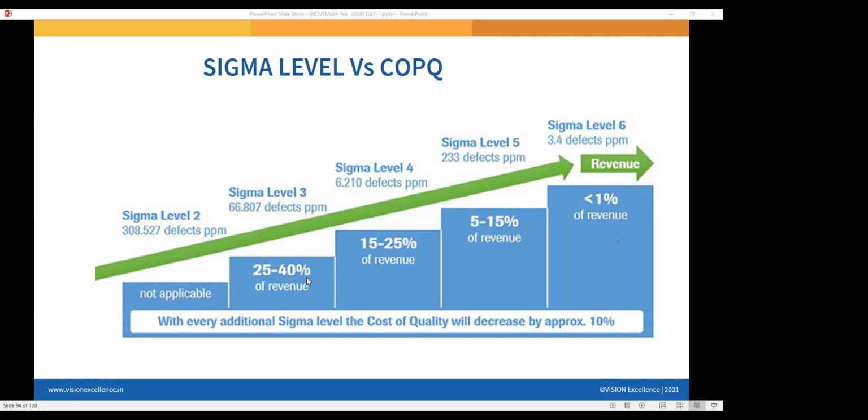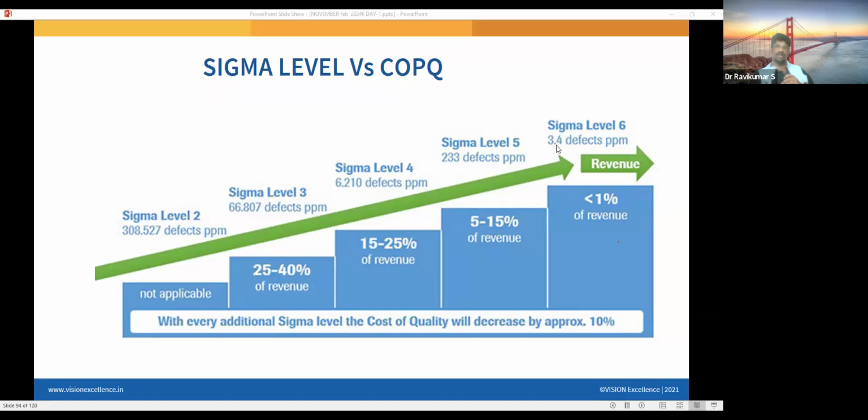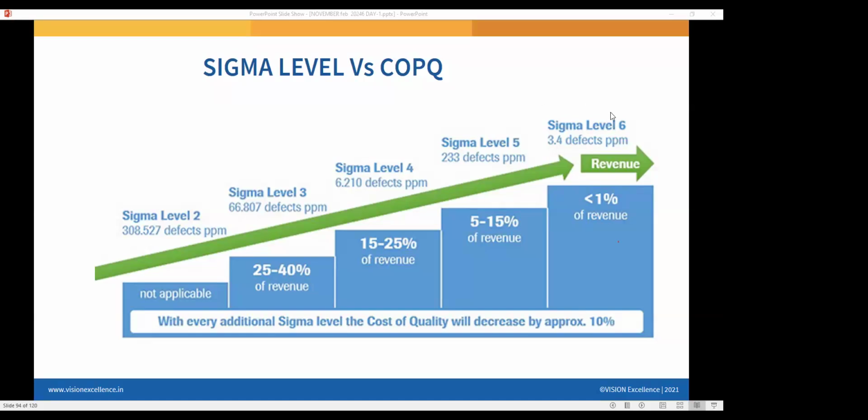No, I agree, but on the graph on the screen, when we say sigma level versus COPQ, as the sigma level increases, COPQ will decrease, correct? Obviously. At sigma level 6, the graph should be showing the declining mode, right? But it is showing the upward trend. That is what I got confused about.